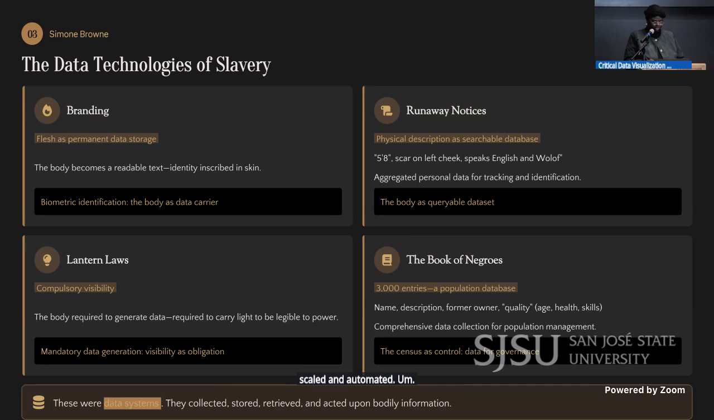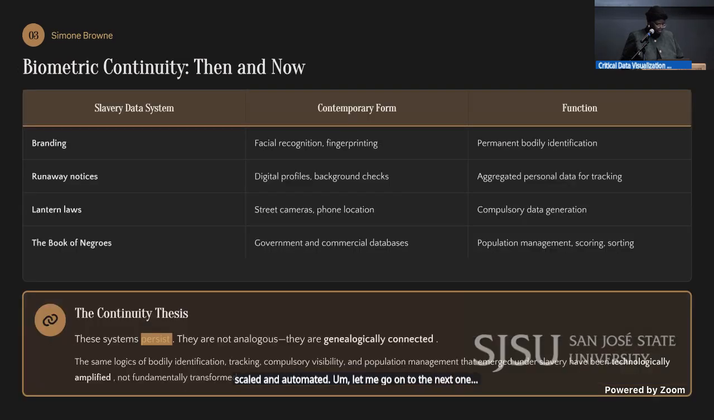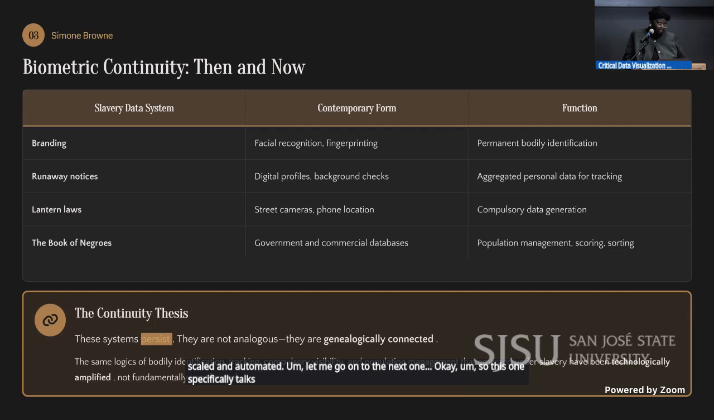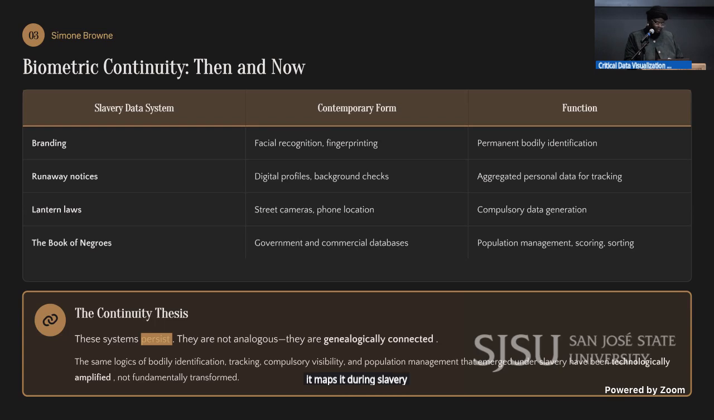Let me go on to the next one. So this one specifically talks about biometrics then and now. It maps it during slavery and then to present day. Browne establishes genealogical continuity, not mere analogy.